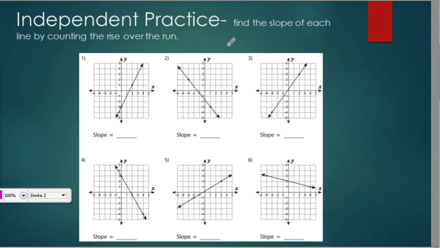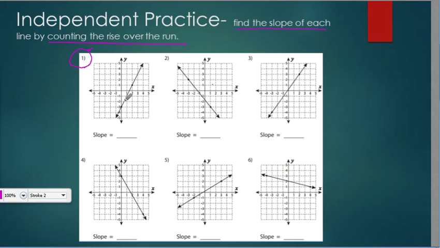For today's quiz, I'm going to have you do a few of these independent practice problems on your own. I'm going to choose 2 of these to do with you, and then I'm going to do 3 of them with you, and then I'm going to leave 3 of them for you to do on your own. So for each of these, you are finding the slope by counting the rise over the run. Okay? So in order to find the slope by counting the rise over the run, your first step is to graph your line. Your second step is to find 2 points that are on the line.